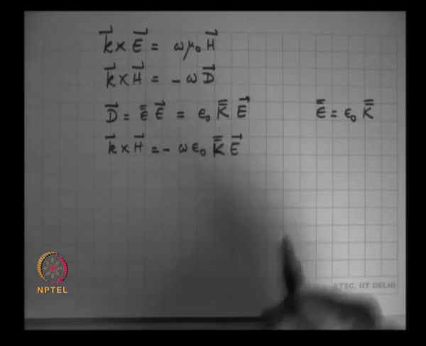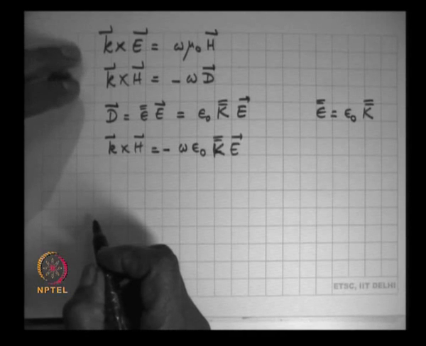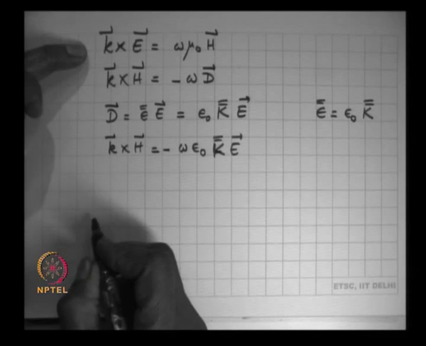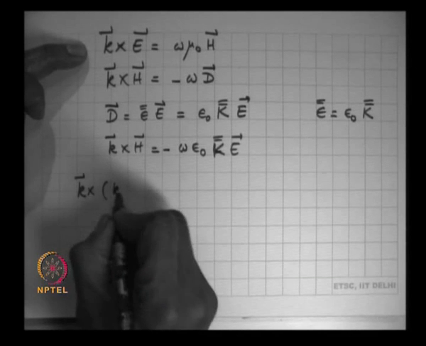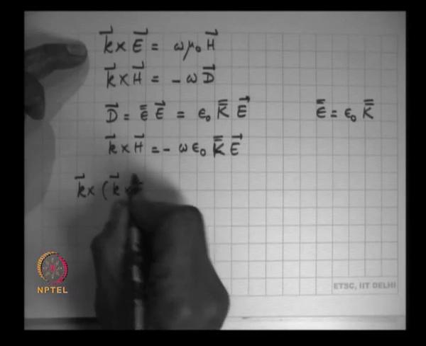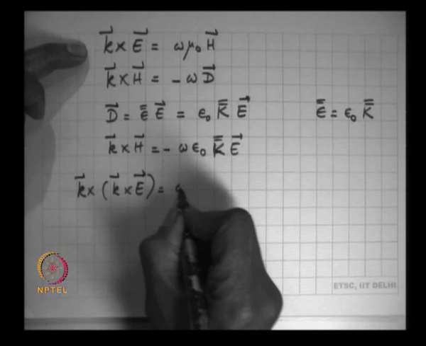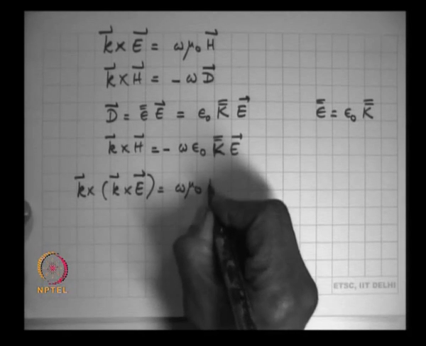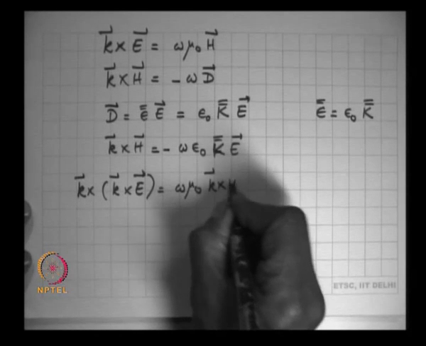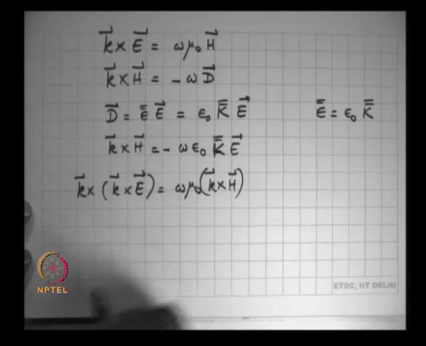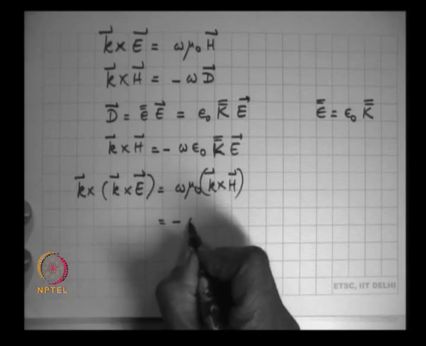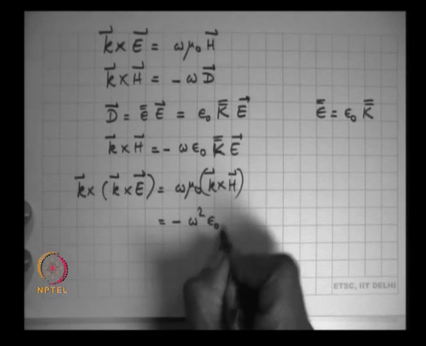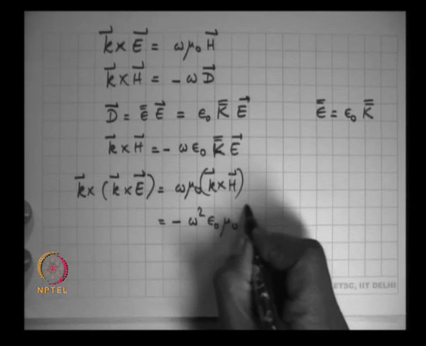Okay. Now, let me take this equation and pre-multiply by k cross. So, k cross k cross E is equal to omega mu naught k cross H. I substitute for k cross H from here. So, this becomes minus omega square epsilon 0 mu 0 K times E.